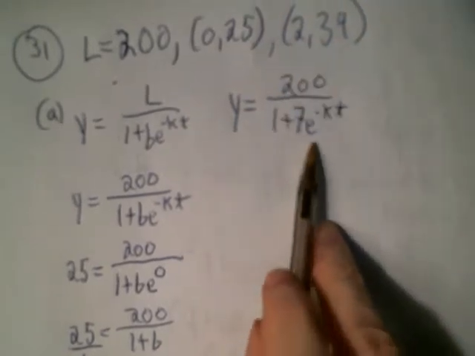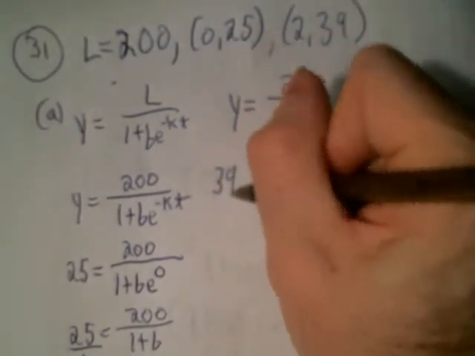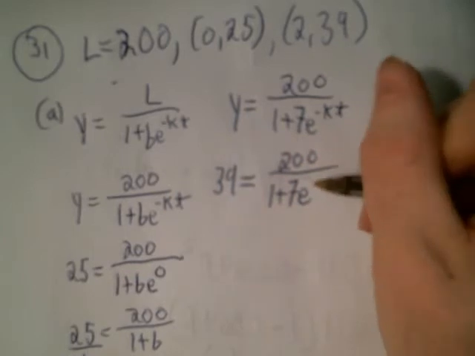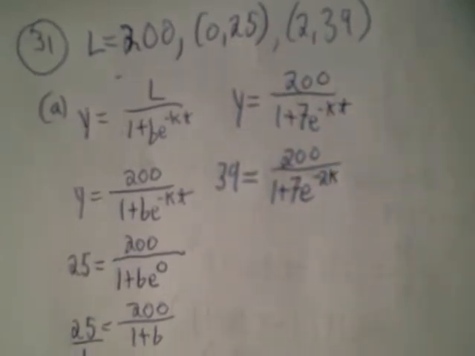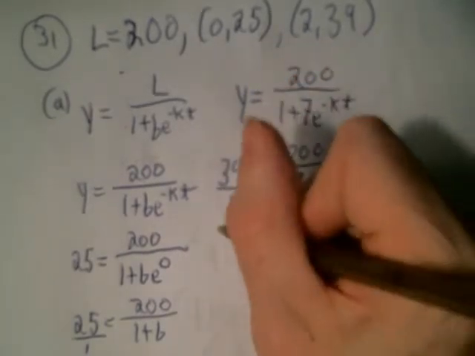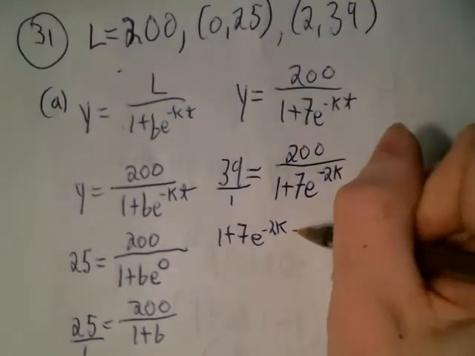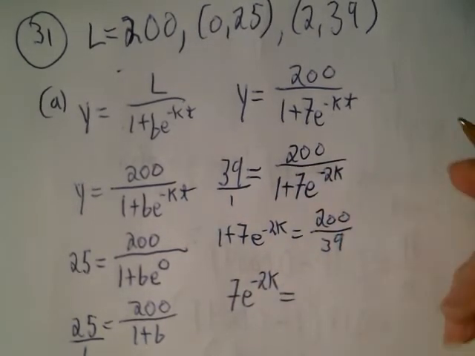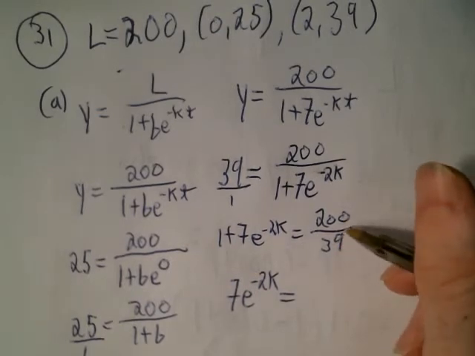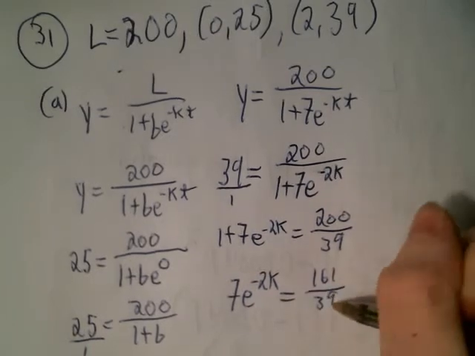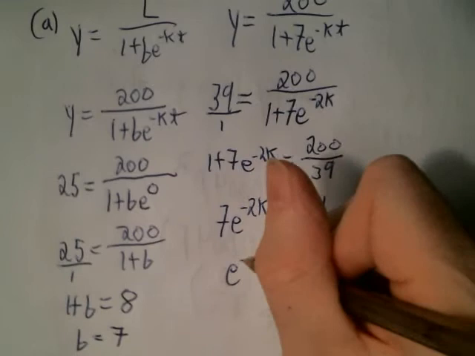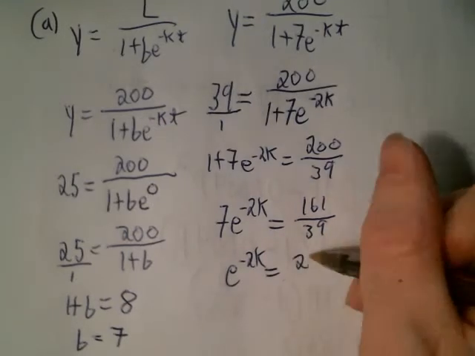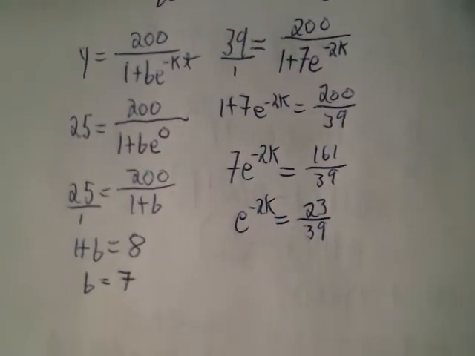So now I use the other point to solve for k. And what do you have then? There's 39 zombies at day 2. So 39 equals 200 all over 1 plus 7 e to the negative 2k. And I want to solve that for k. So again, you can cross multiply. We get 1 plus 7 e to the negative 2k equals 200 over 39. Subtract 1 from both sides, 7 e to the negative 2k equals 161 all over 39. Divide both sides by 7. e to the negative 2k is 23 over 39. And then take your natural logs on both sides.